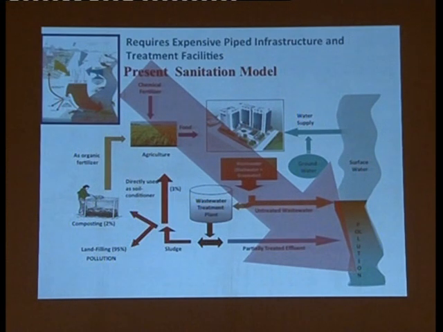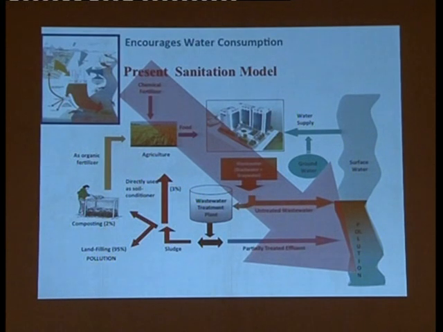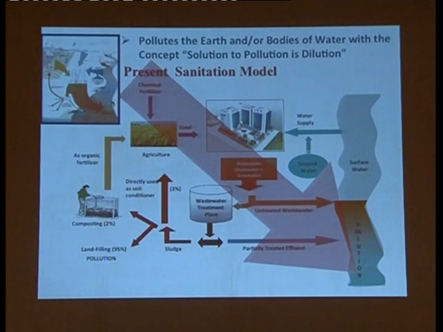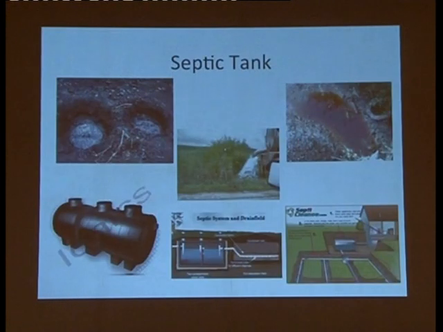The wastewater management models we are practicing today require expensive piped infrastructure and treatment facilities, and they encourage water consumption because we have to take the waste a long distance, so pipes need to have the minimum velocity and all those things, so we have to have a lot of water. It does not reduce nutrient pollution because none of the big wastewater treatment plants presently existing in India have nutrient removal capacity. It pollutes the earth and water bodies with the concept that the solution to pollution is dilution, and we all know that that is not the solution. So definitely it is unsustainable.